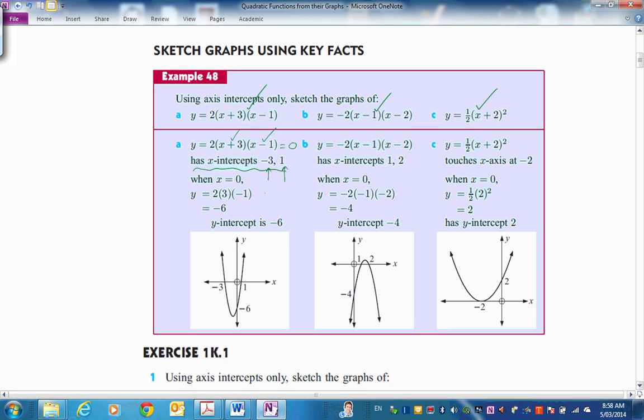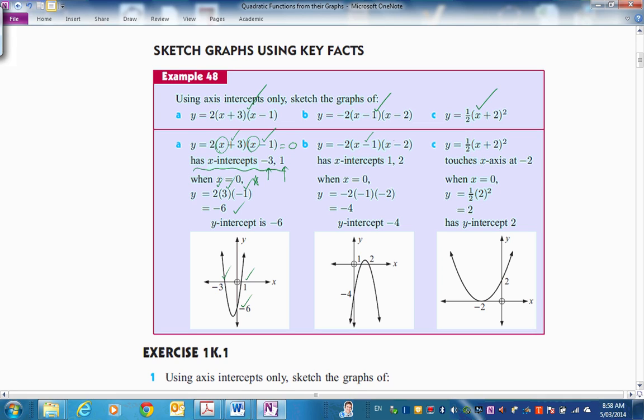Then you could try to find the y-intercept, couldn't you, by sticking x is naught in each of these places. And you'd have 2 by 3 by neg 1 would be neg 6. So we can get a good picture here. It goes through at neg 6, neg 3 and 1. All old stuff actually.